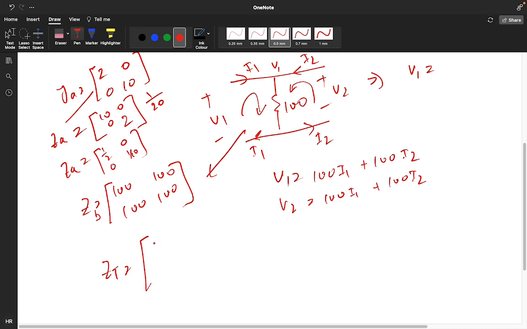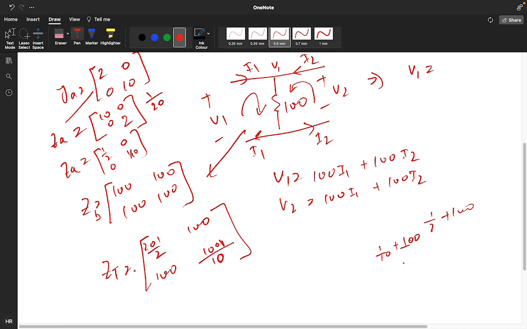If you add this, what will you get? 1 by 2 plus 100, so 200 by 2. This is 1 by 2 plus 100. This particular term is 100 only, and this is 1 by 10 plus 100. What will you get? 1001 by 10. Am I right? Yes, 1001 by 10.